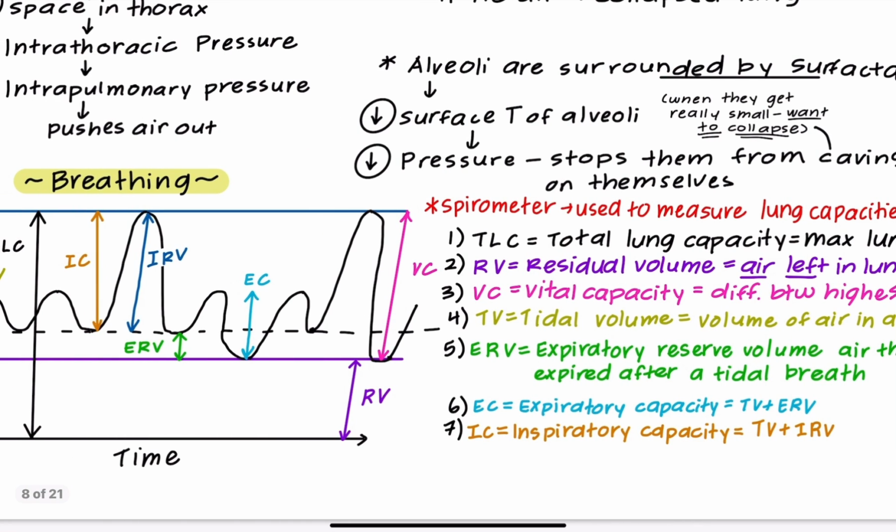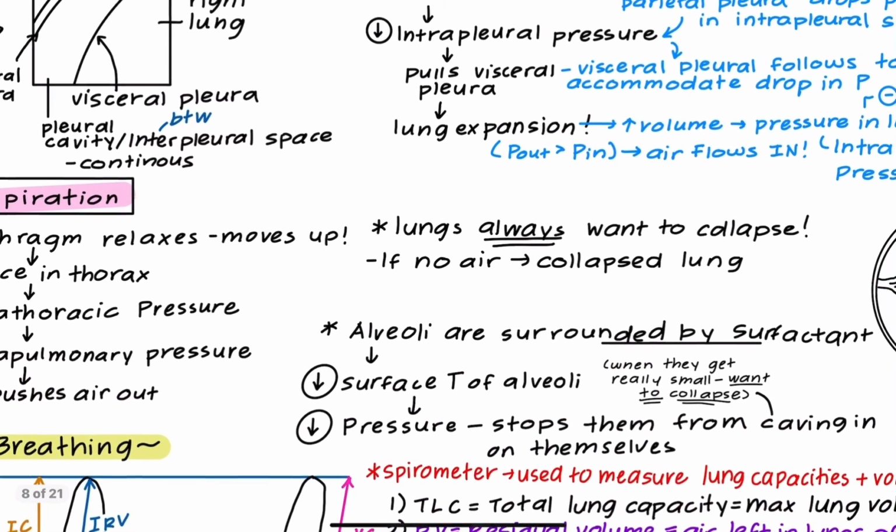This is the difference between the highest and the lowest lung volumes. You will notice that even after you breathe out all the way, your lungs still have some air left in them. This is called the residual volume. This is what keeps your lungs from collapsing.